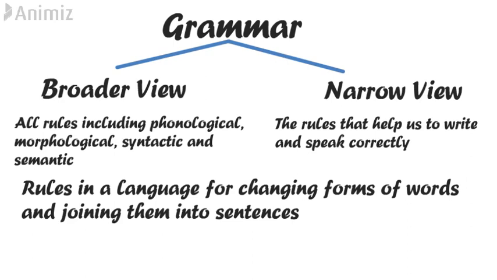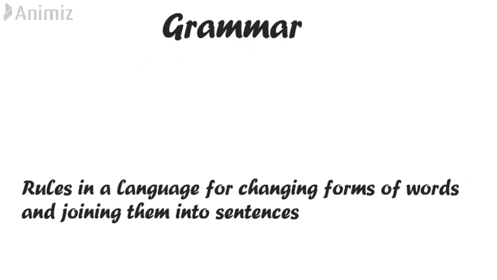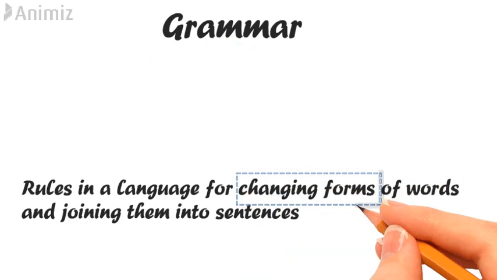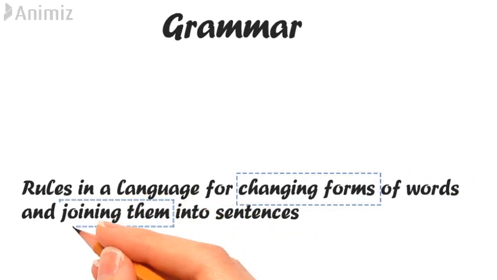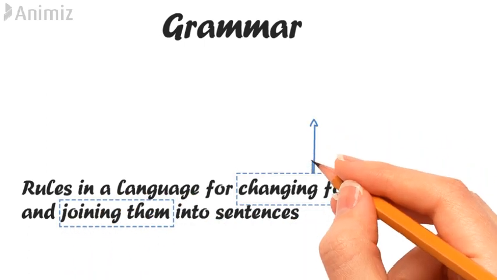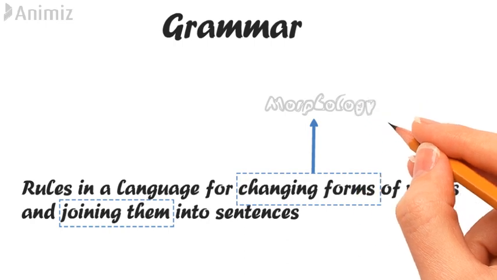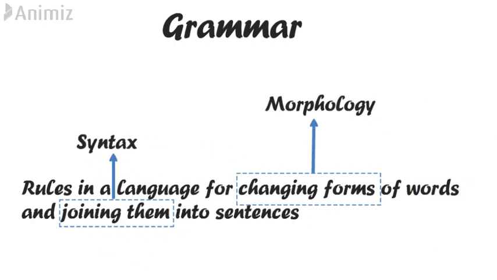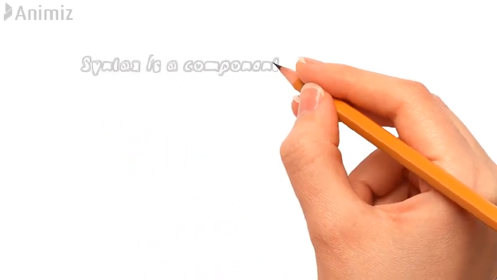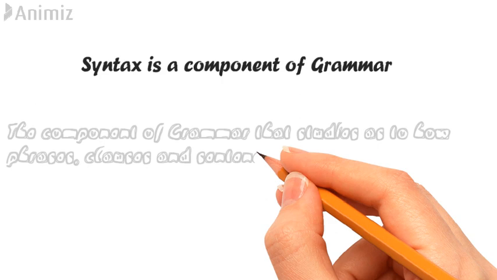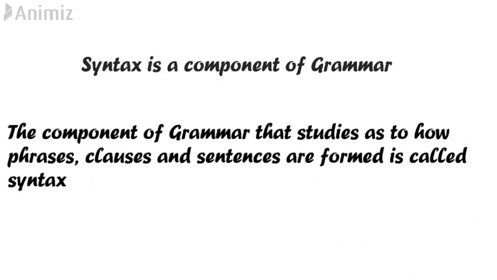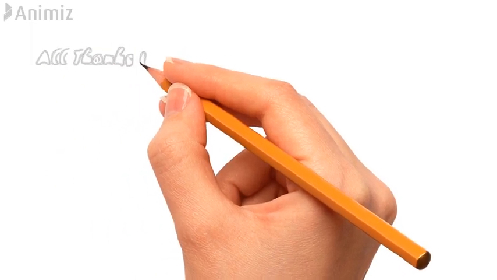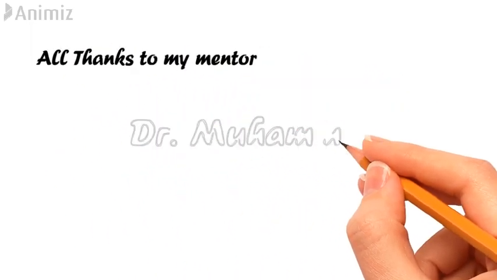Oxford Advanced Learner's defines grammar as the rules of a language for changing words and joining them into sentences. This definition has mainly two parts: changing forms of words, which is part of morphology, and joining them into sentences, which is part of syntax. So we can say that syntax is a component of grammar that studies how phrases, clauses and sentences are formed. So this is the basic concept of syntax.